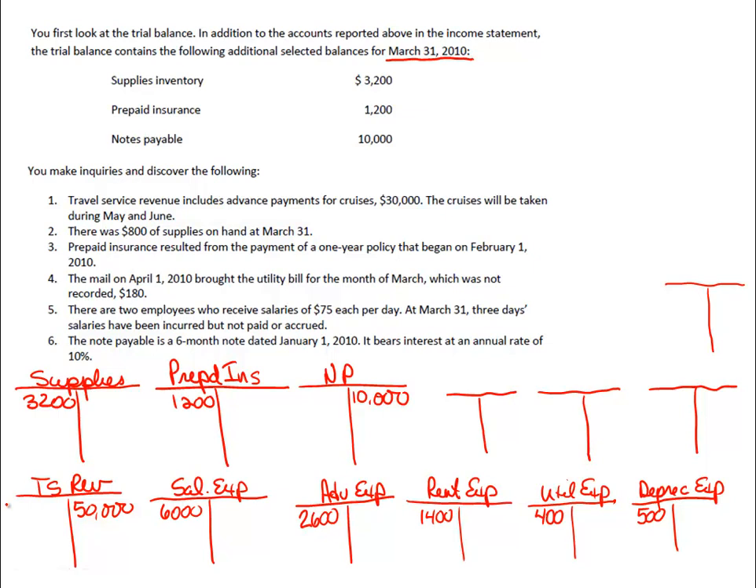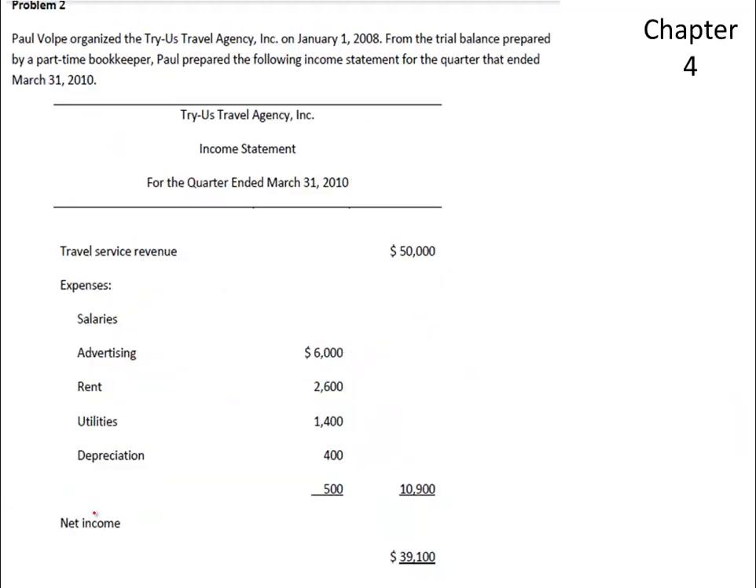So we need to reduce the travel services revenue by $30,000. Because that $30,000, although we've gotten the cash for it, really belongs in a liability account called unearned revenue. So removing that revenue from travel service revenue, notice that our revenue account now is reduced to $20,000. So travel service revenue, $50,000, minus $30,000, the correct amount is $20,000.